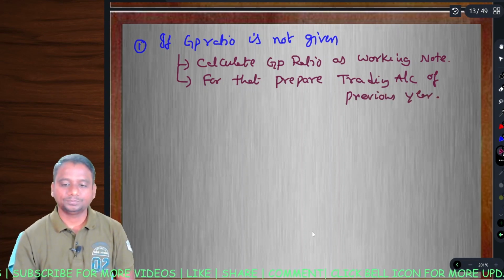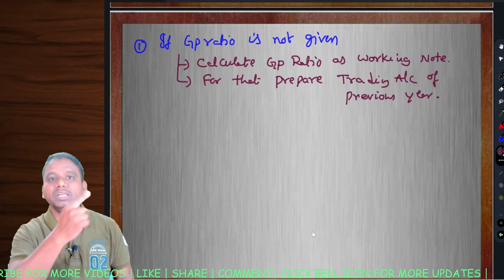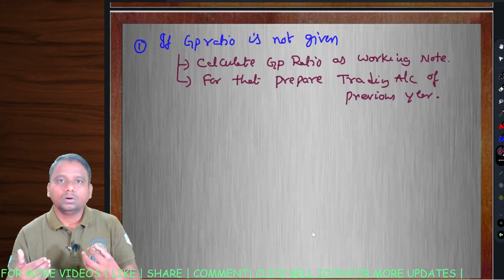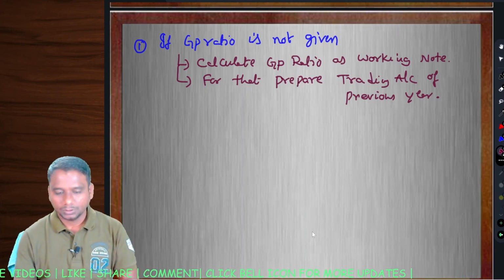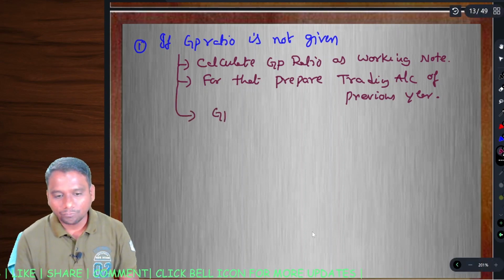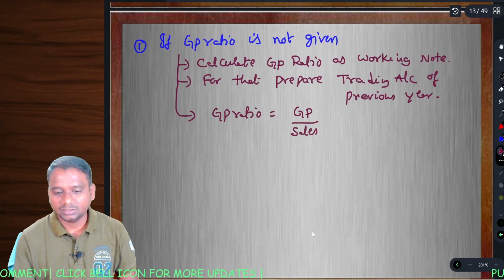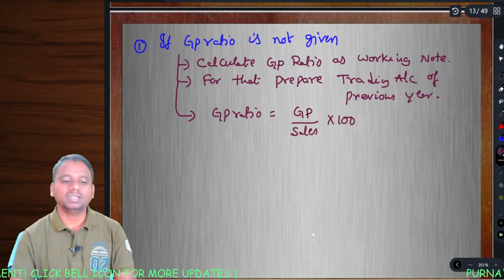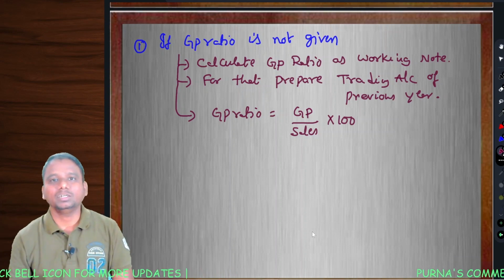Previous year, not a memorandum trading account, directly the trading account of the previous year. Sir, by preparing the trading account, you can calculate gross profit. After that, calculate the GP ratio by applying the formula: gross profit divided by net sales into 100. That's it. Now apply this GP ratio in the current problem.